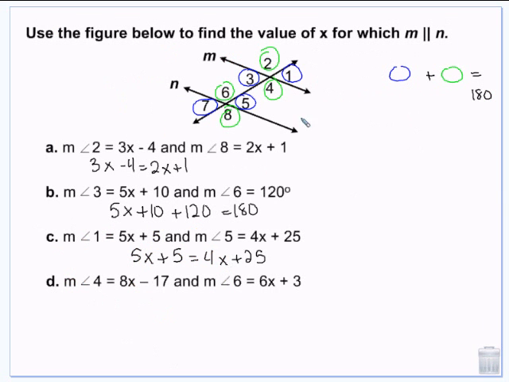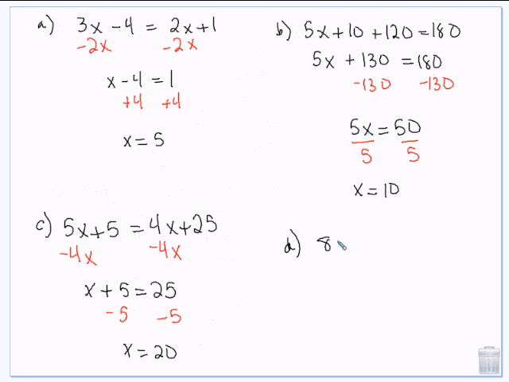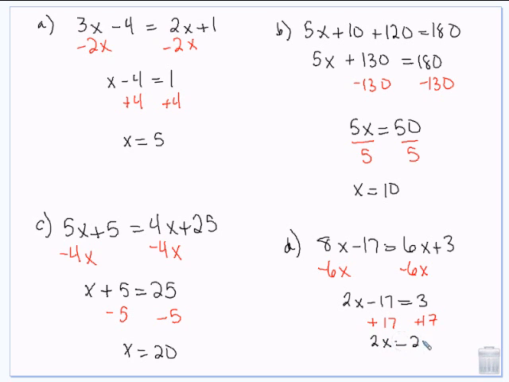But last but not least, I have a 4 and a 6. They're the same. So they're going to equal each other. Okay. So 8x minus 17 is equal to 6x plus 3. Subtract 6x from both sides. 2x minus 17 is equal to 3. Add 17 to both sides. 2x equals 20. So what does x equal? 10.